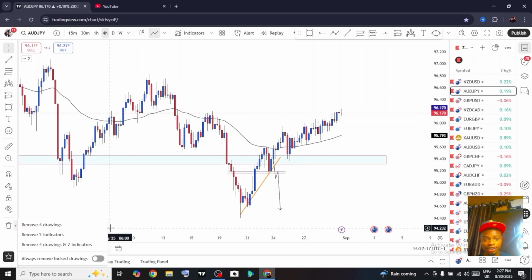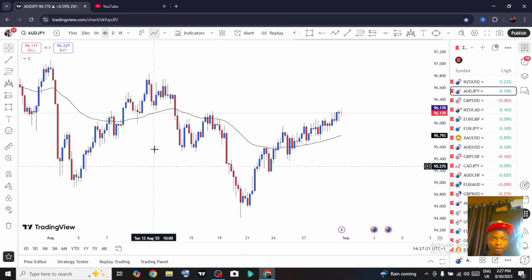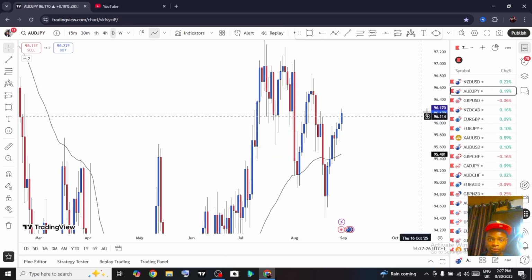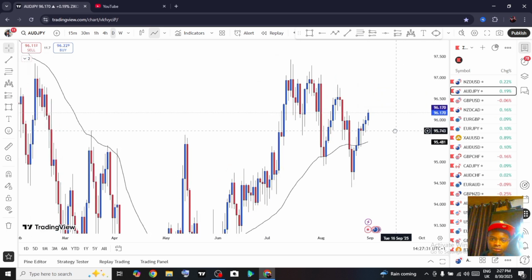As usual, again, we delete everything, and let's see what the daily is saying. So daily time frame, in my opinion, I'll call it bullish, right? Daily time frame, in my opinion, I'll call it bullish because I'll be looking at this as the lower low and this as the high, lower high, right? So price is currently above that, right? So I'm not really interested in selling this market.